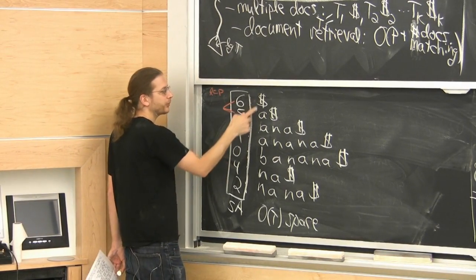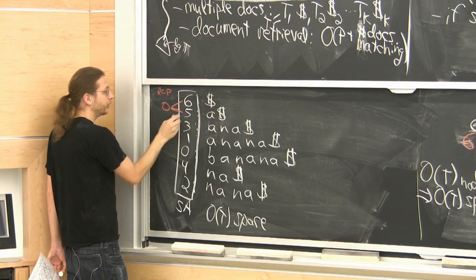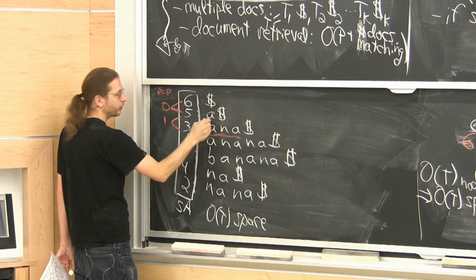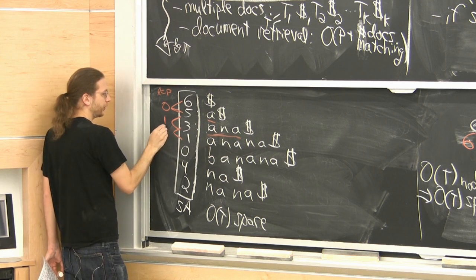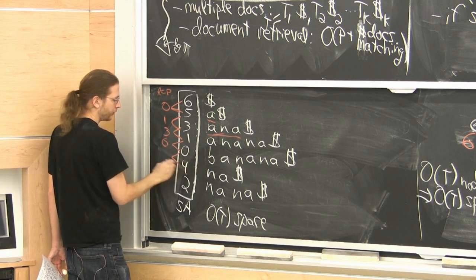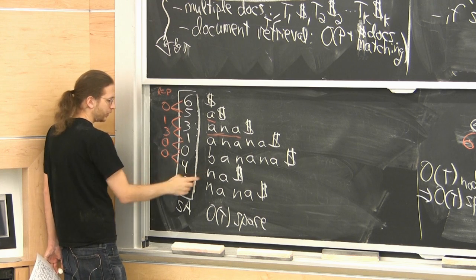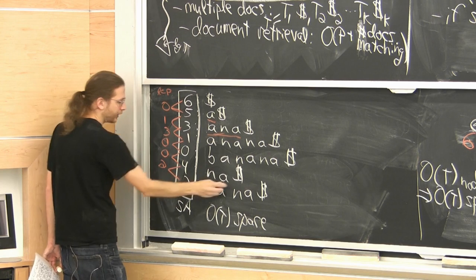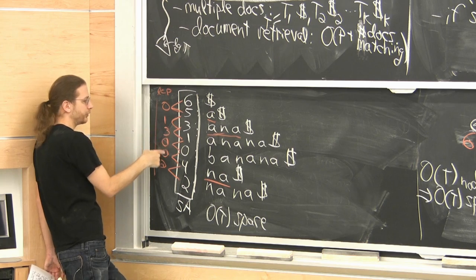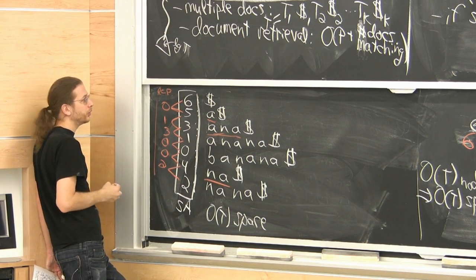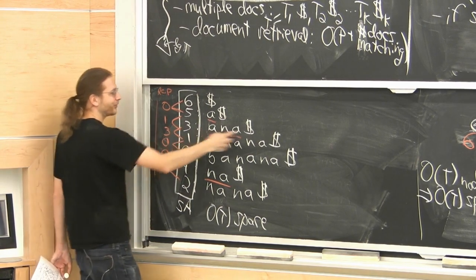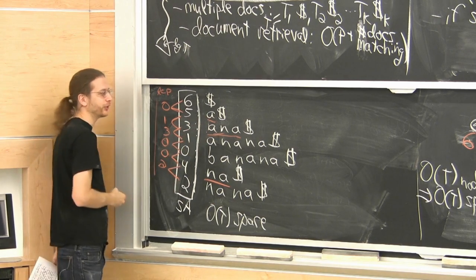LCP is what is the longest common prefix of these two suffixes. In this case, 0. In this case, 1 letter. In this case, 3 letters match. So here, the value is 3. And next one, 0 letters match. Next one, 0 letters match. Next one, 2 letters match, NA. So this is another array you could store here: 0, 1, 3, 0, 0, 2. Longest common prefix of the suffixes. Because each of these is a suffix, but here we're interested in how long they match for.